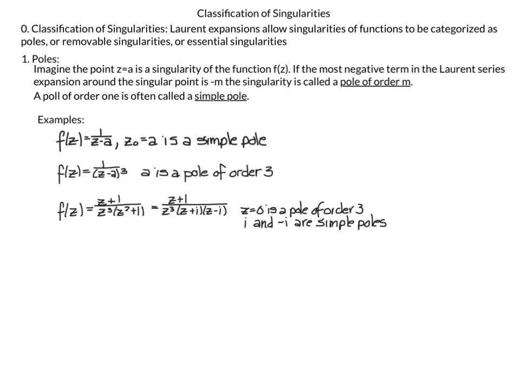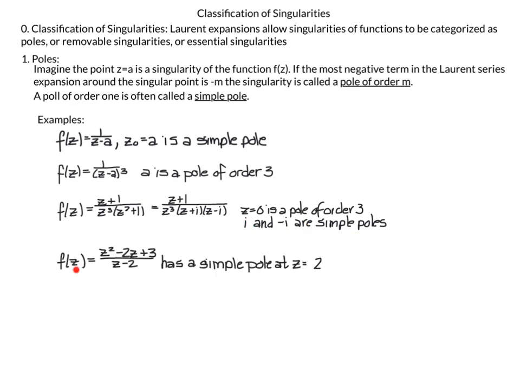Our next example is z plus 1 over z cubed times z squared plus 1. Factoring the z squared plus 1, remember we're doing complex analysis here, so we can factor that into z plus i and z minus i. Here we have z equals 0 is a pole of order 3. You can see how we have division by 0, so the function will diverge. For z equals minus i and z equals i, those are both simple poles.